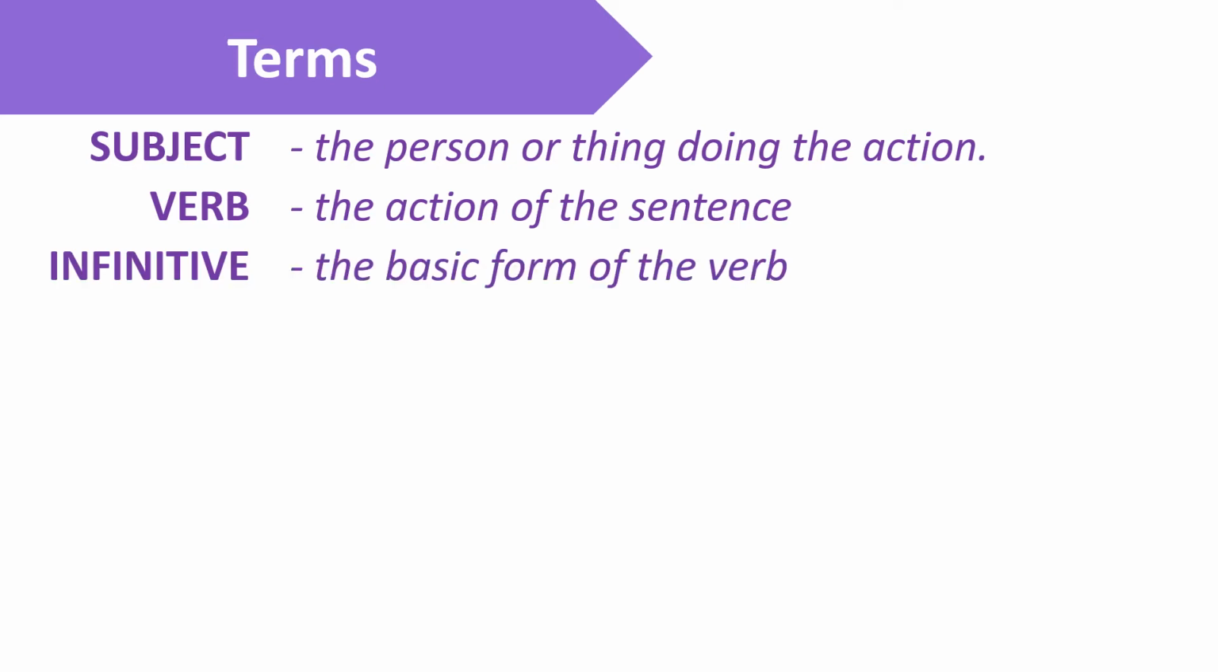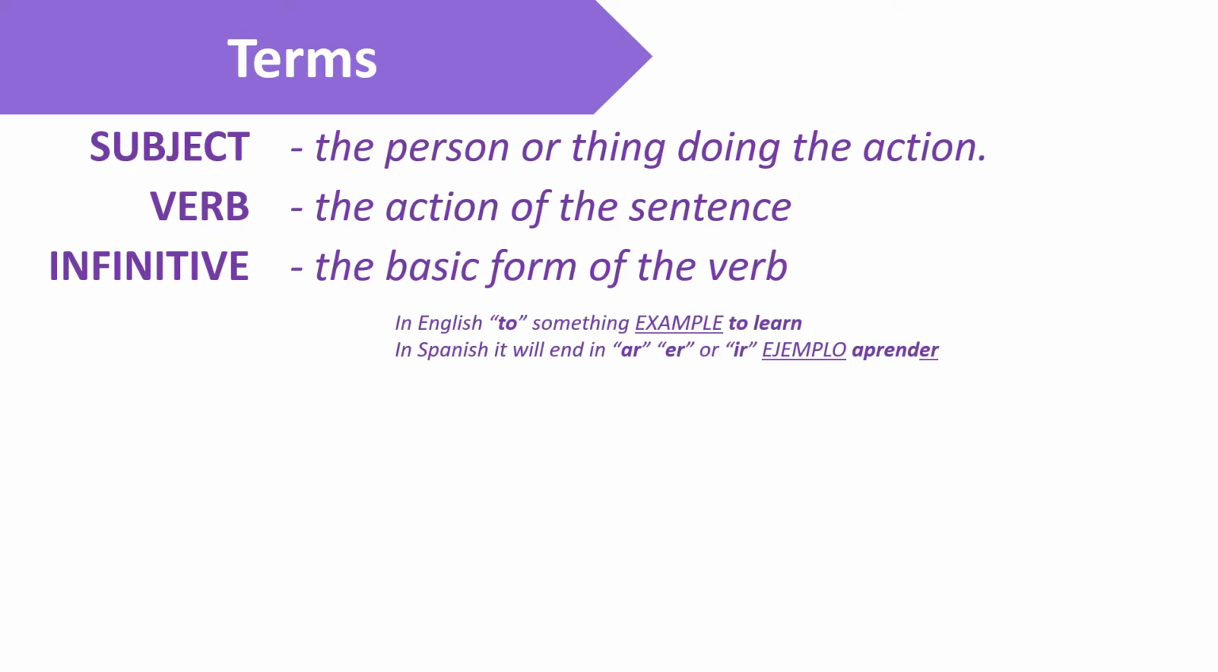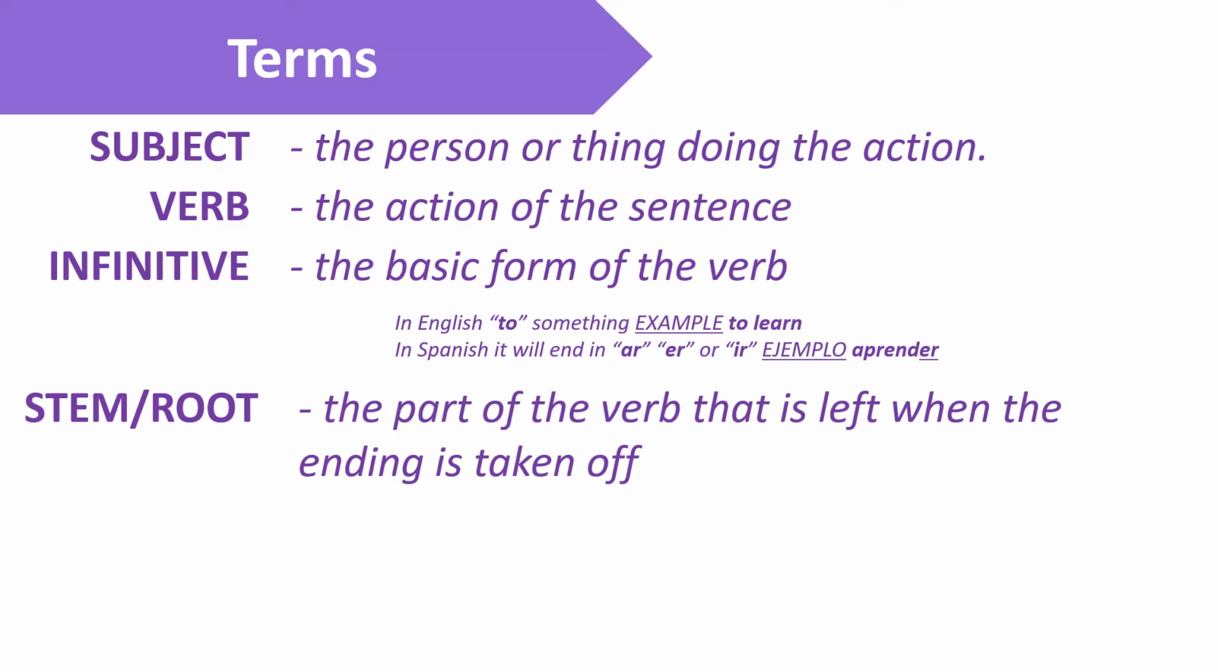An infinitive is the basic form of a verb. In English, when we have infinitives, we use the word to before them. For example, to learn. In Spanish, an infinitive will end in AR, ER, or IR. Por ejemplo, aprender. Aprender is an ER verb. The infinitive is aprender. The stem or the root is the part of the verb that is left when the ending is taken off. Por ejemplo, aprend. Aprend is the root or the stem of the verb aprender. When the ER is taken off of aprender, aprend is left. This is the stem or the root.